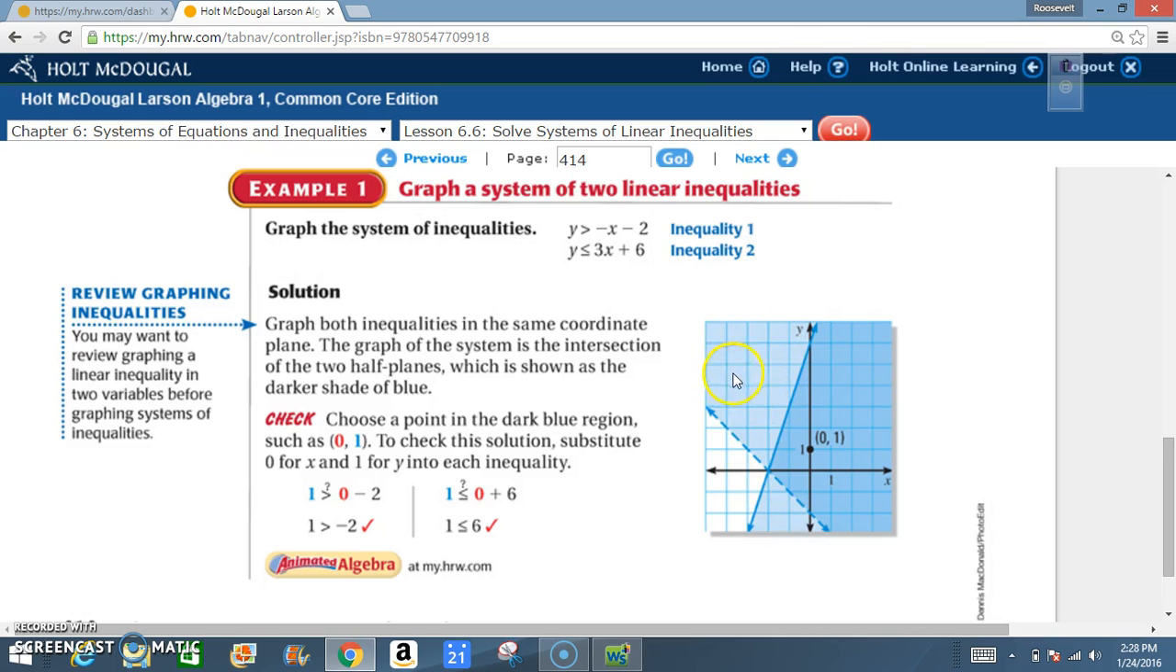Also, pay close attention to the fact that the inequality says less than or equal to for this one. So that's why this line is solid. And here it just says greater than, no equal to. That's why this line is dashed. And that's how you graph your system.